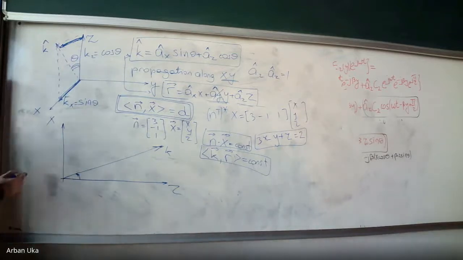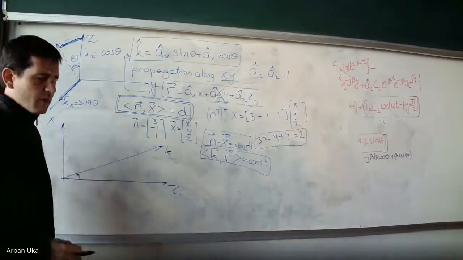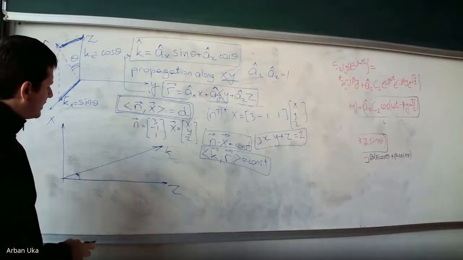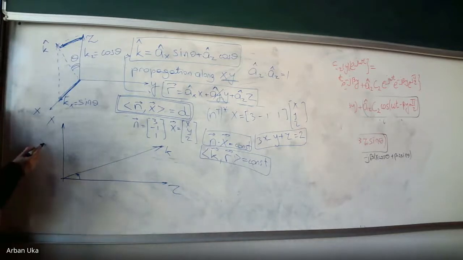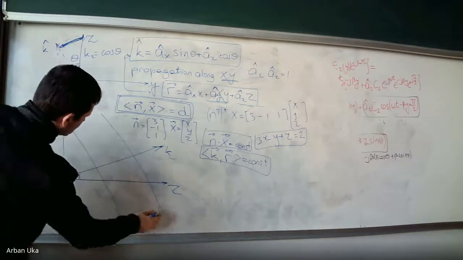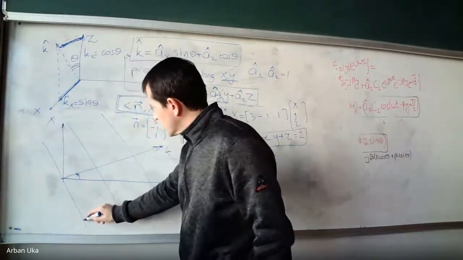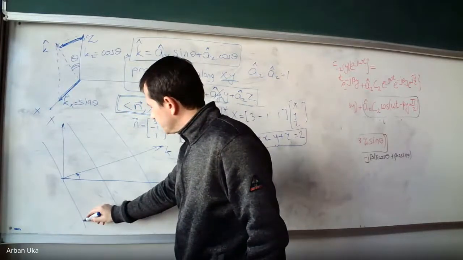If this is the direction, we know that the plane where the electric field and the magnetic field are is perpendicular to this direction. So we have this, and then we get here. So here, the electromagnetic wave fronts go like this.